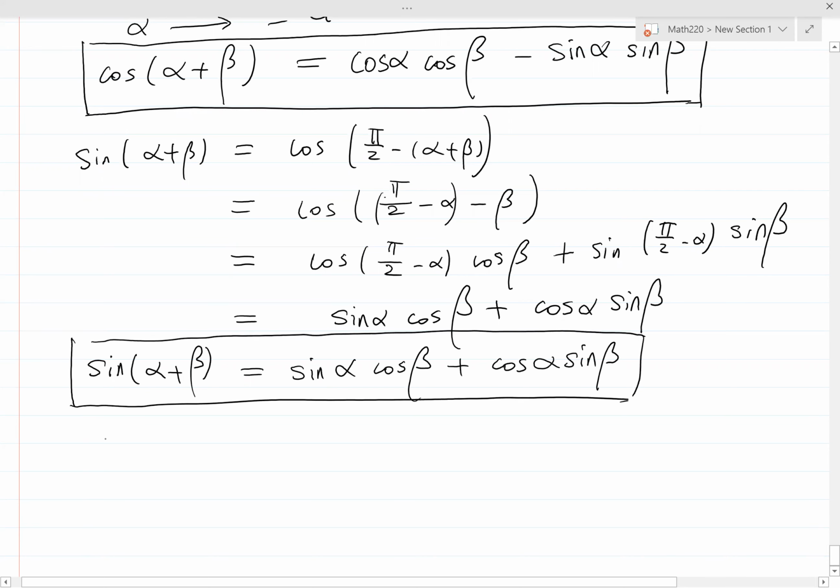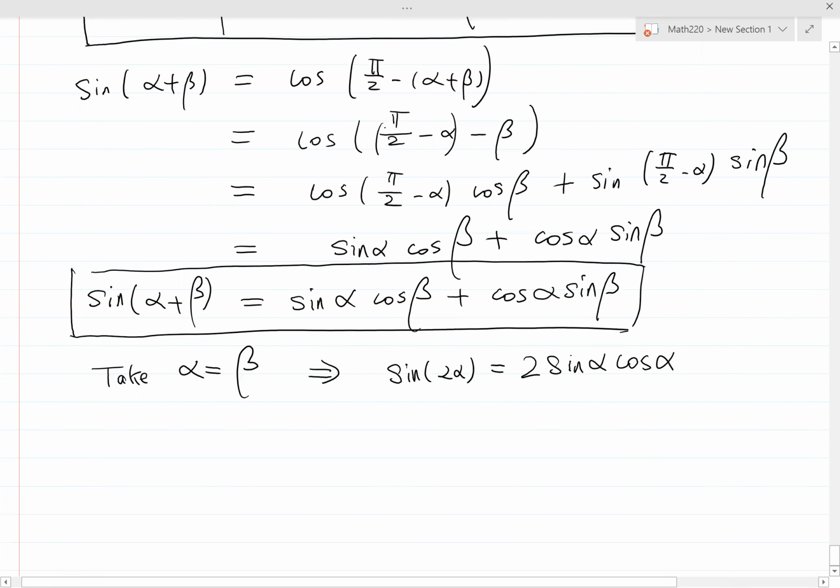And then if we let alpha equal to beta, then we get sine twice alpha. Letting alpha equal to beta, we get sine alpha cosine beta, and the two terms are the same, sine alpha cosine alpha. So you get the double angle formula.